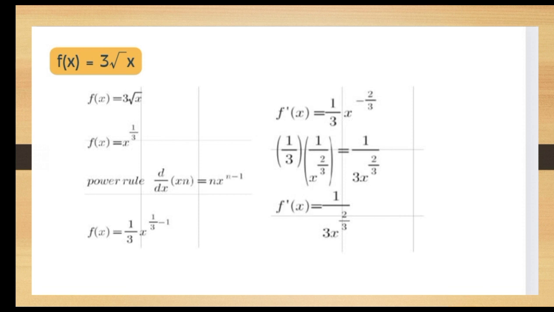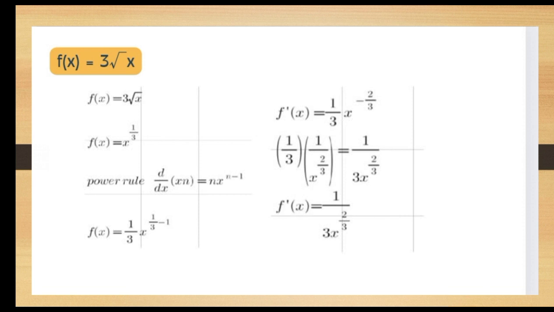Applying the power rule to our function, f of x equals x raised to 1 over 3, we have f prime of x equals 1 over 3 times x raised to 1 over 3 minus 1.